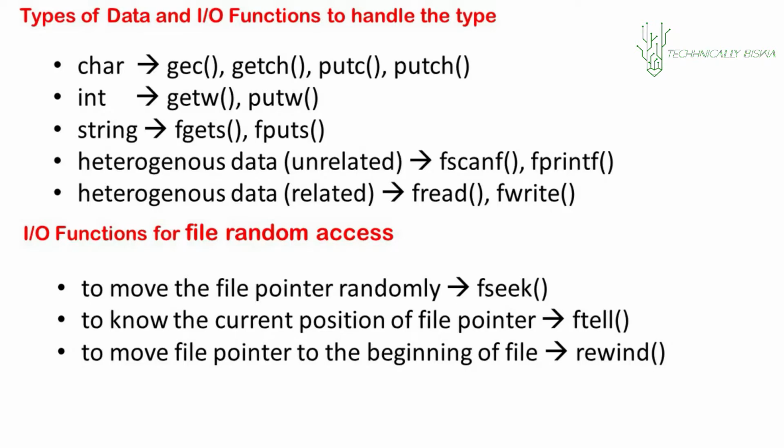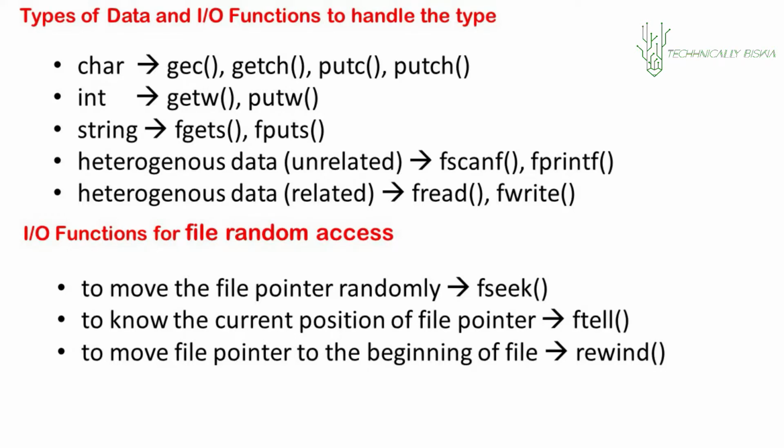Now, in the second part of this slide I have mentioned file random access. A file can be accessed in two ways, sequentially and randomly. Random access is always faster because from any position in the file you can jump to any other position without having to bother about where you are. That is called random movement. For random movement we have discussed three different functions.